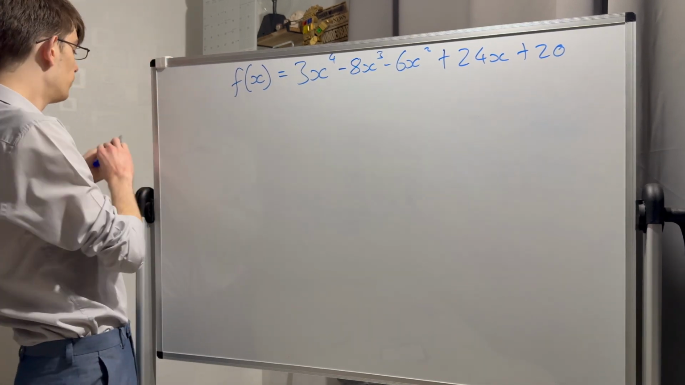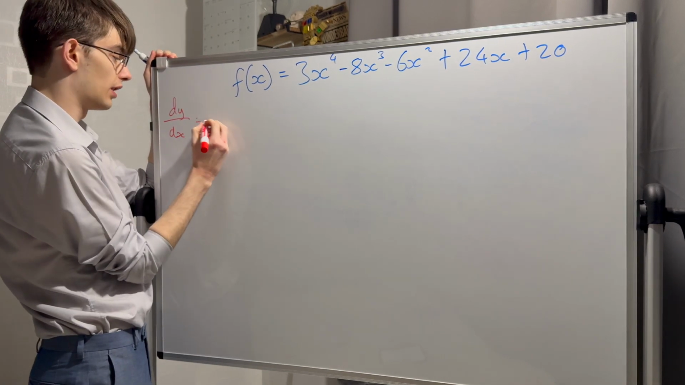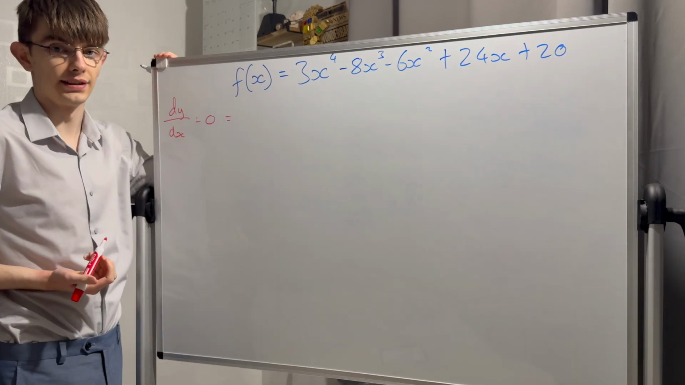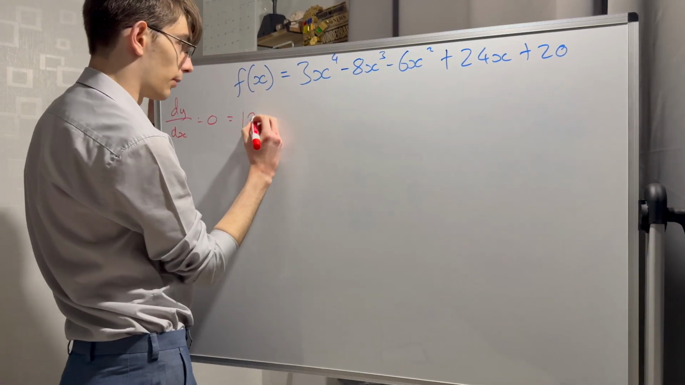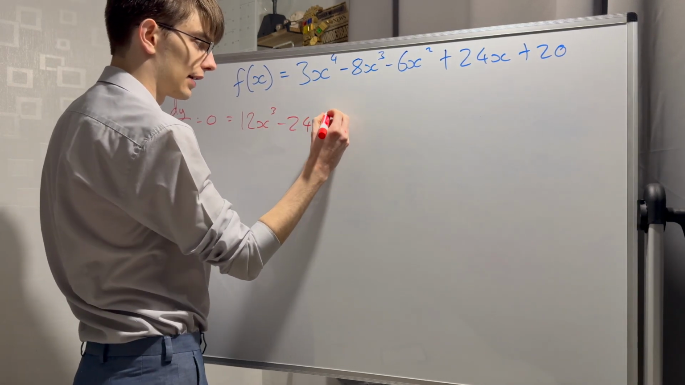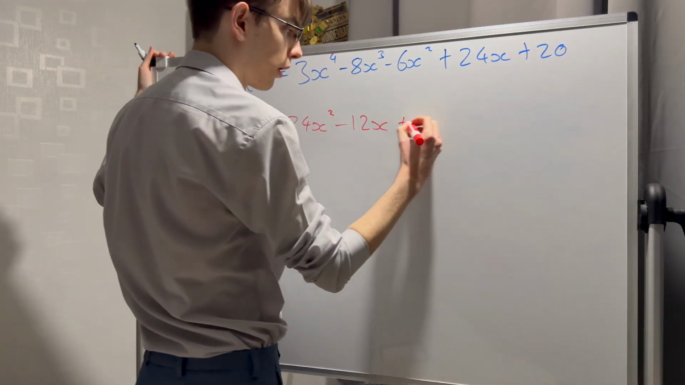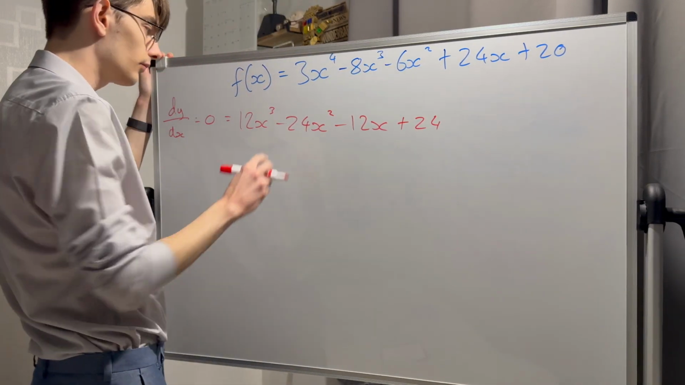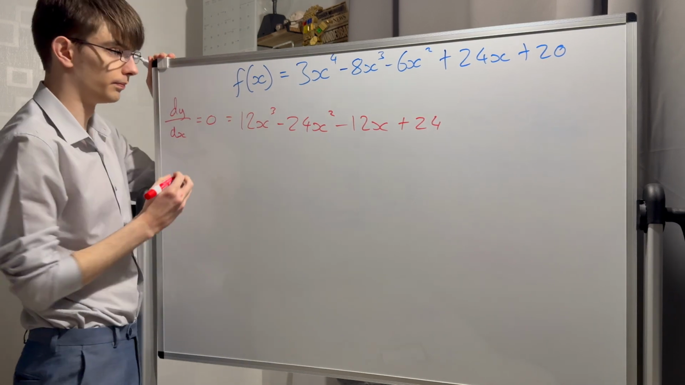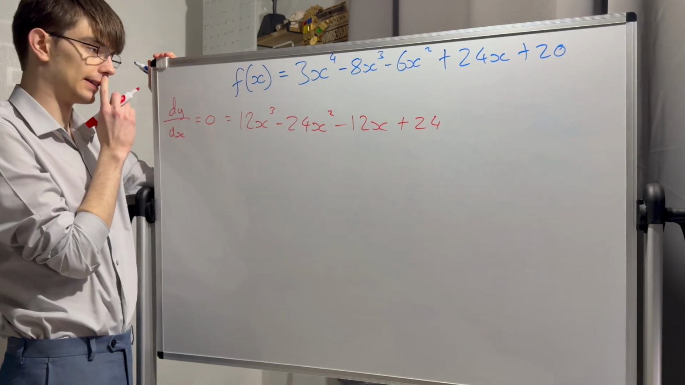Well, we know that at a stationary point, the gradient, so dy/dx, is going to equal 0. So let's start off by differentiating this. 3x to the 4 is going to become 12x cubed minus 24x squared minus 12x plus 24. And this here is equal to 0. So I want to solve this thing here equaling 0.